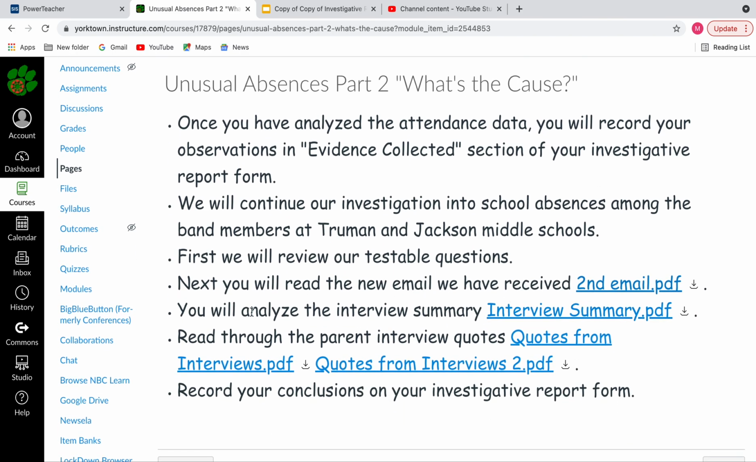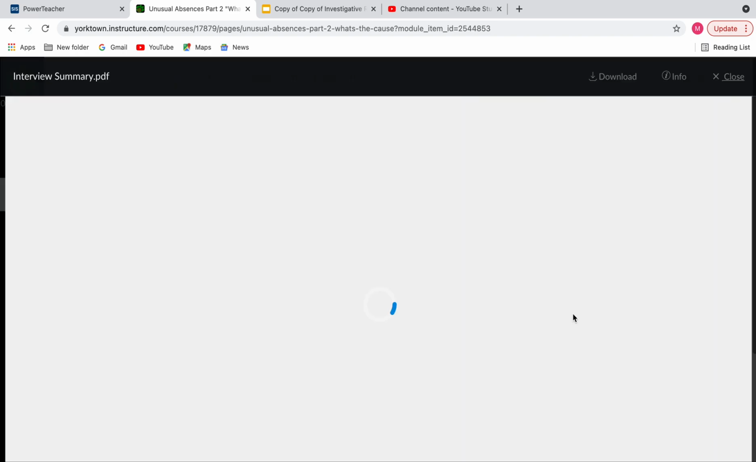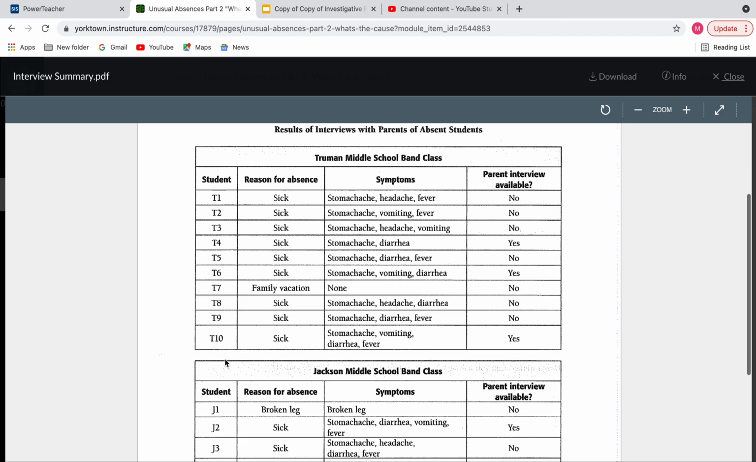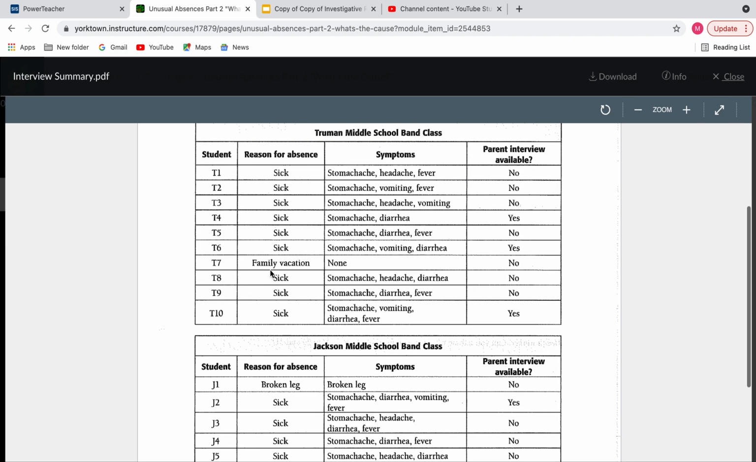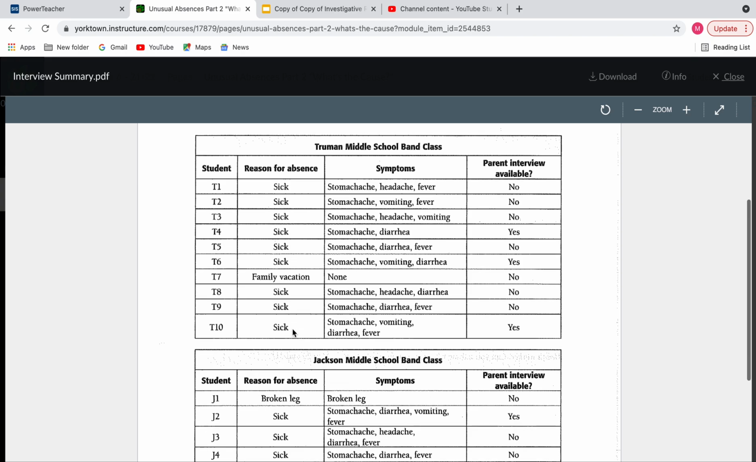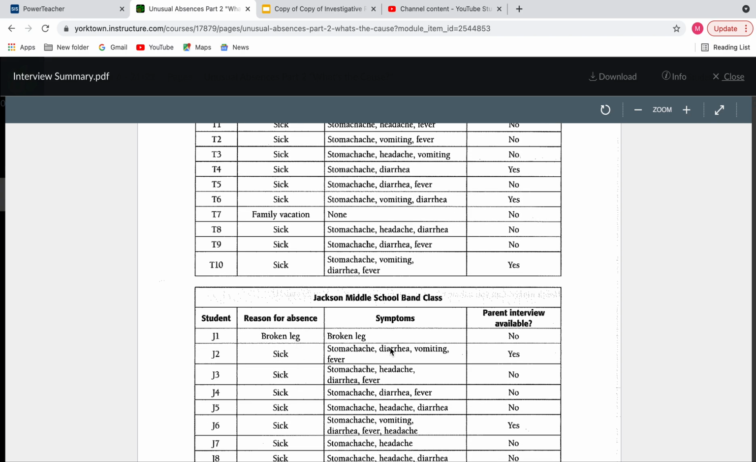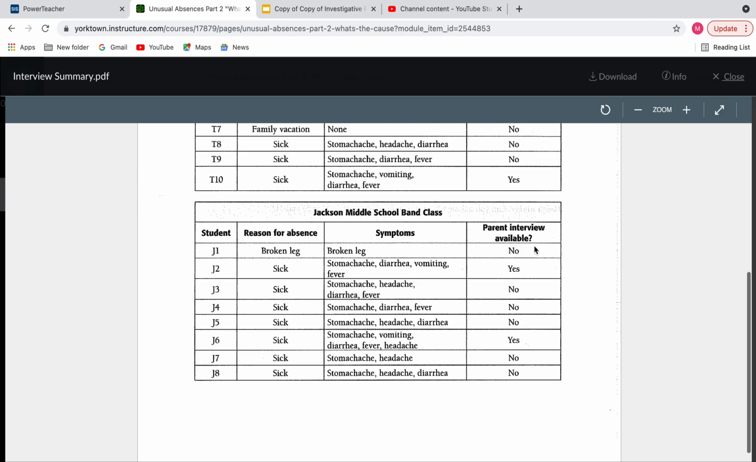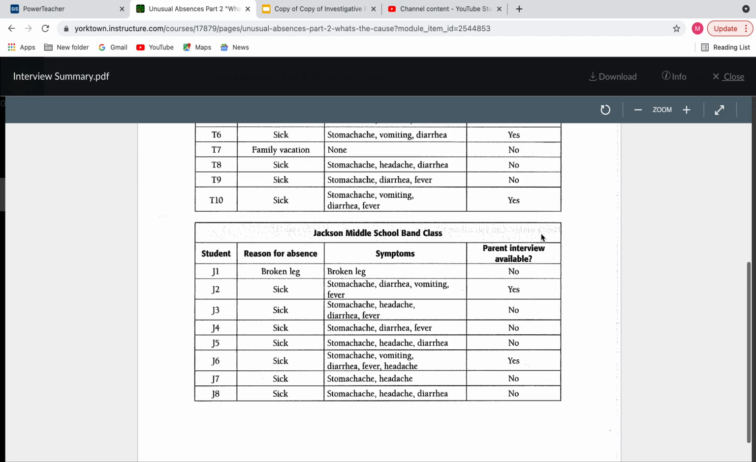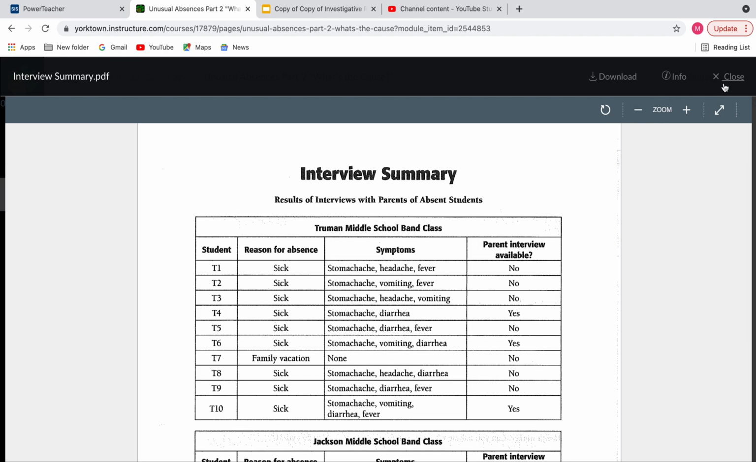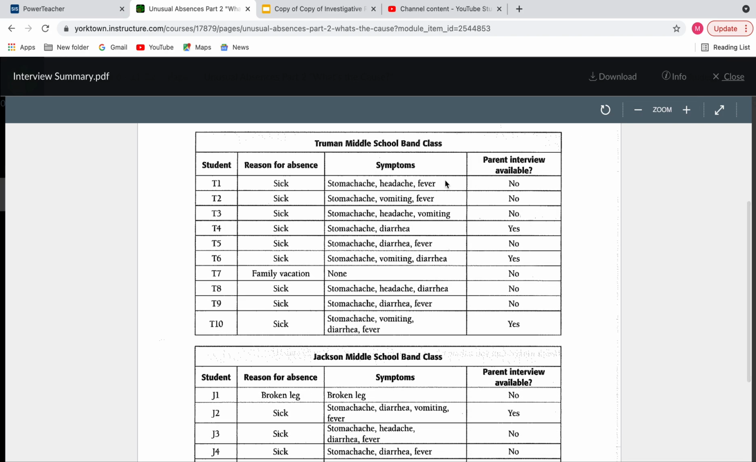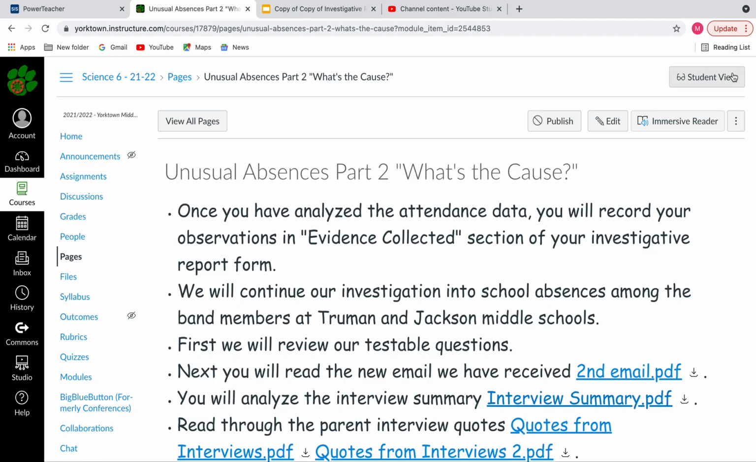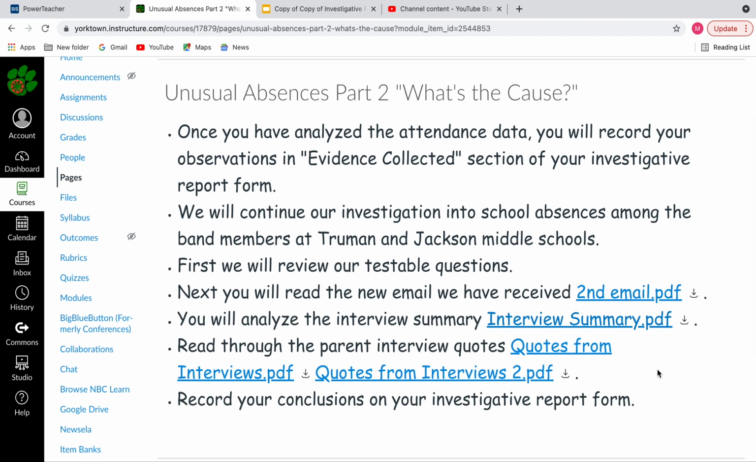And then next, you will analyze the interview summary. So you'll look at this document right here, being the interview summary, where it gives 10 students from both Jackson and Truman, gives their reason for being absent. If they're sick, it gives you the symptoms. If there's another reason for being absent, it gives you that reason. And then it also lets you know if the parent interview is available. Okay? So you'll be able to analyze this to see if there's common symptoms among those that were absent. That would be some evidence that you would be able to collect as well.